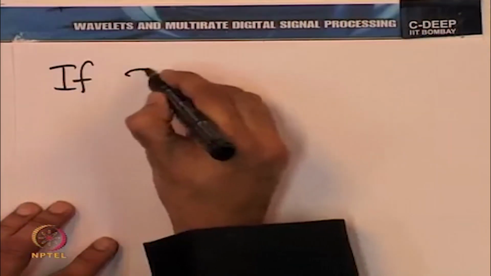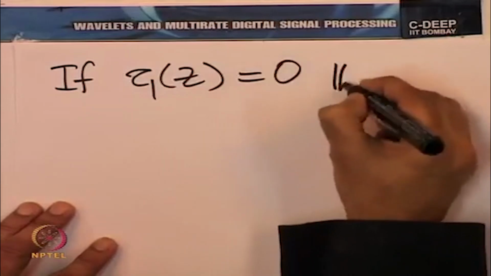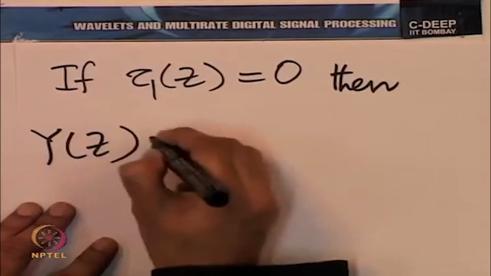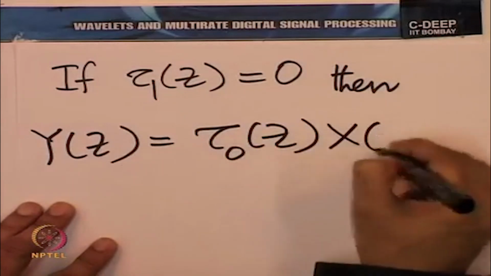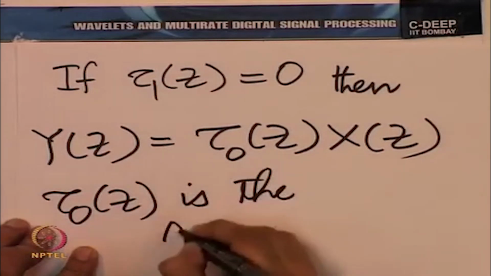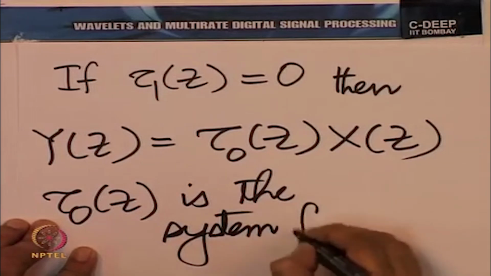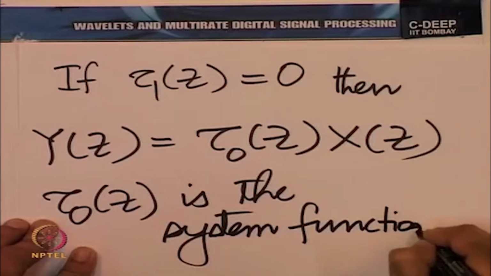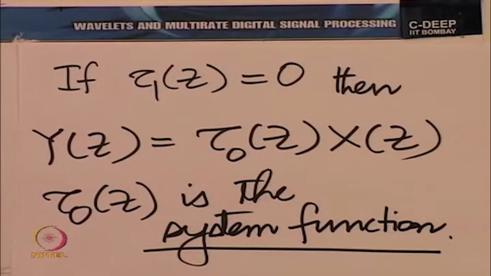With alias cancellation, we are assuming that there is linearity and shift invariance in the system. There is a linear shift invariant system there. What is the system function then? If tau 1 z is equal to 0, then you have y z is equal to tau 0 z x z, and we are saying effectively that tau 0 z is the system function in the true sense. So, this is an LSI system with system function tau 0 z.